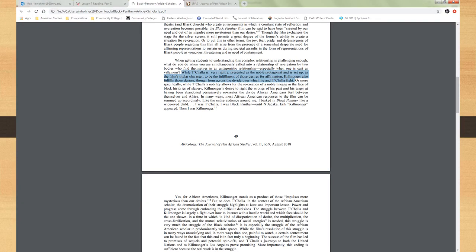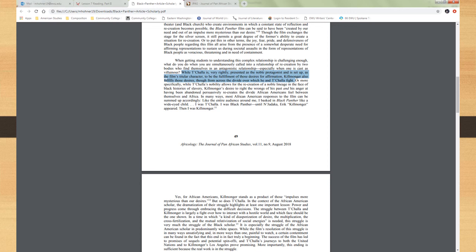So I skimmed back through it, which you'll want to do anyway, because you might want to use some quotes or something. And I found a quote. "While T'Challa," that's the main character, that's Black Panther's regular name, not a superhero name, "is very rightly presented as the noble protagonist and is set up as the film's titular character to be the fulfillment of those desires for affirmation, Killmonger also fulfills those desires from across the divide over which he and T'Challa fight."